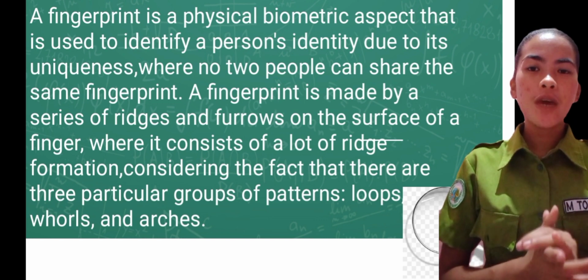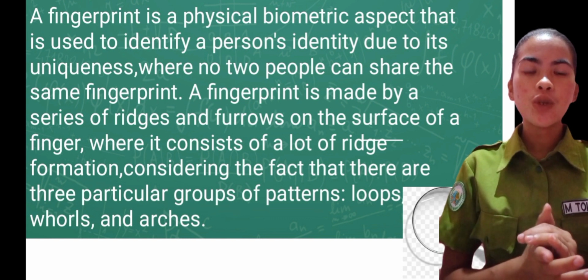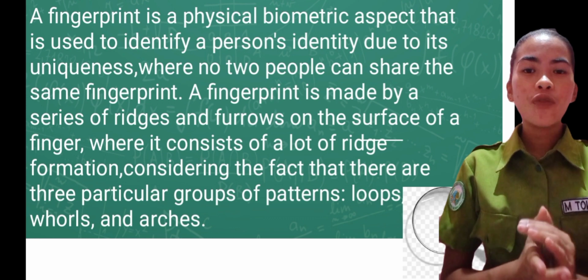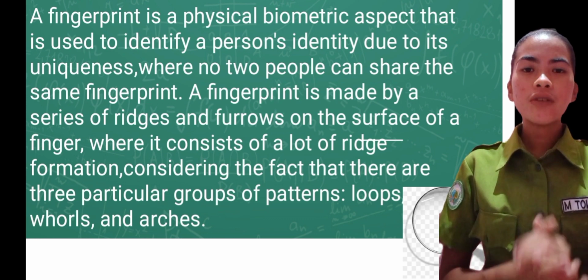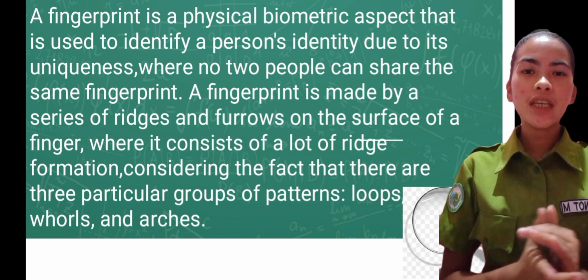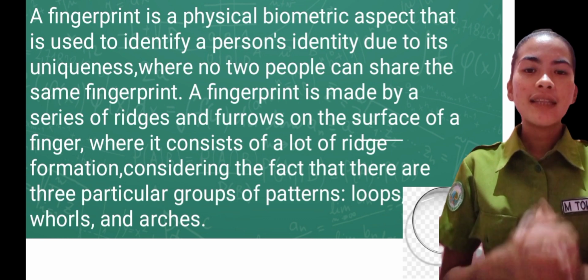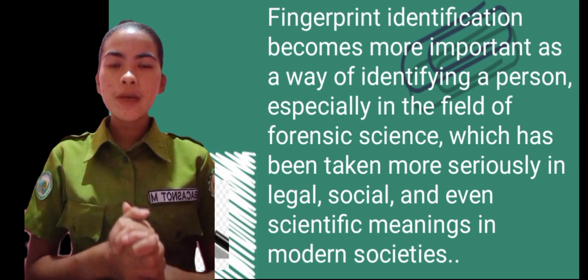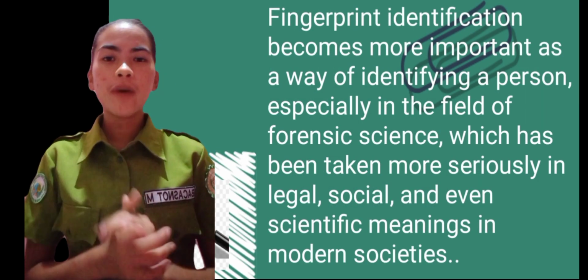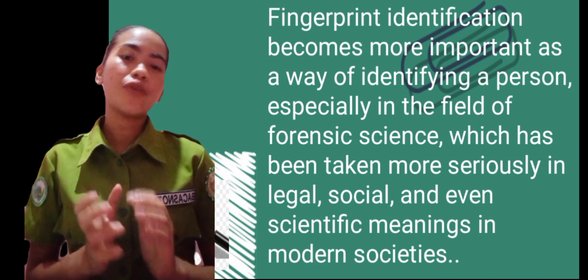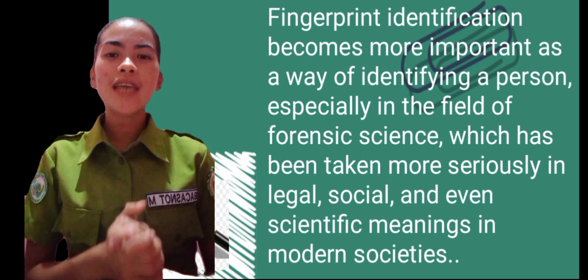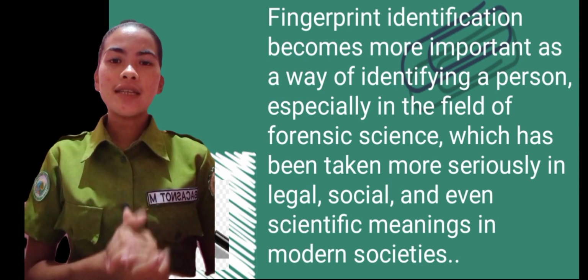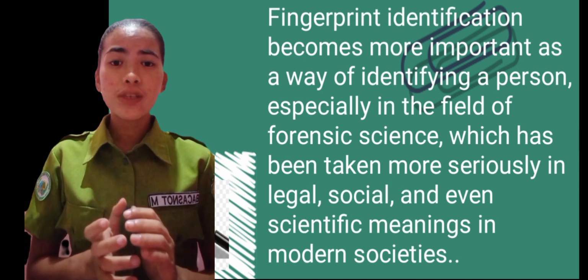A fingerprint is made by a series of ridges and furrows on the surface of a finger, where it consists of a lot of ridge formations. Considering the fact that there are three particular groups of patterns: the loops, the whorls, and the arches, fingerprint identification becomes more important as a way of identifying a person, especially in the field of forensic science, which has been taken more seriously in legal, social, and even scientific meanings in modern society.